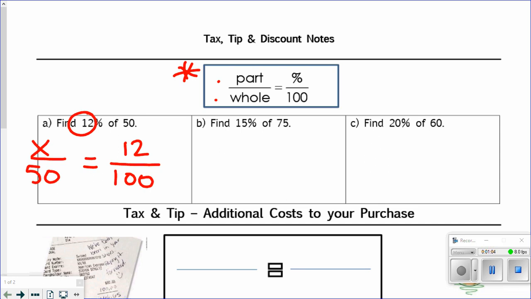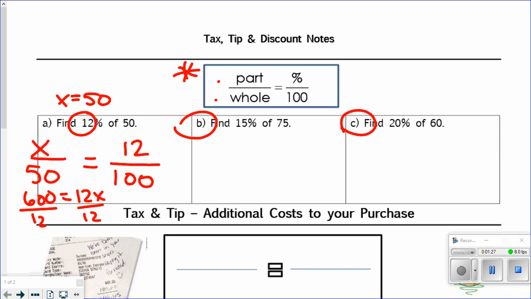Okay, then you're going to go ahead and cross multiply. 50 times 12 is 600 equals 12x. Divide both sides by 12. See what you get. You should get x equals 50. Okay, try B and C on your own. Pause the video, and then raise your hand when you finish those two.